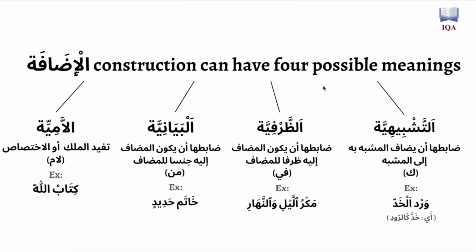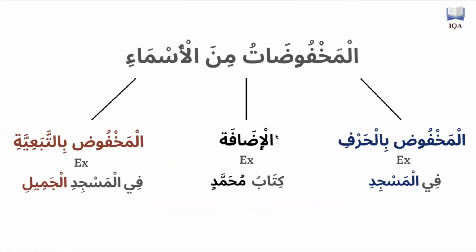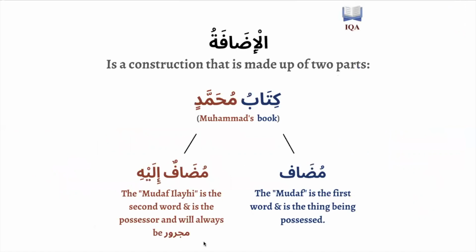So these are the four possible meanings for the idafa construction. The one that comes the most often is al-lamiyya, then al-bayaniyya, and then these two, al-dharfiyya and al-tashbihiyya, are much rarer to find, but they do happen as these examples show. So these are the meanings of the idafa construction, but the most important thing to remember is that the idafa construction is going to create a majrurun noun, which is going to be the mudaf ilayhi, which is the second word in the construction, and is usually indicating the possessor of the thing.